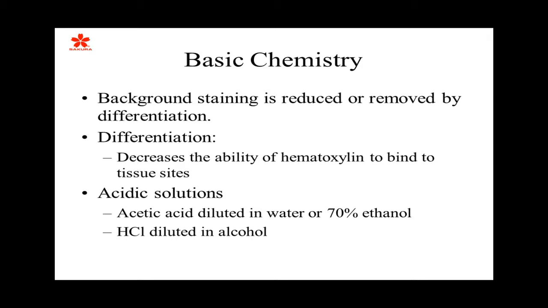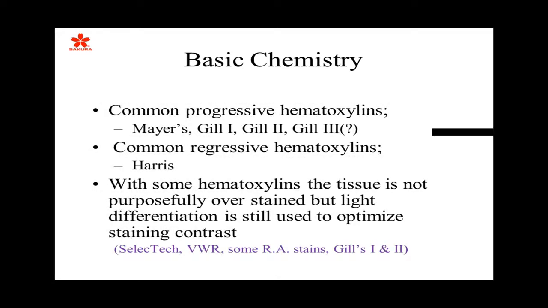So background staining is reduced with the chemistries of a differentiation. When we differentiate after we stain, even after hematoxylin, Harris's hematoxylin, we need to regress or pull that back out. Differentiation decreases the ability of the hematoxylin to bind to other tissue sites, and it actually pulls it out. What's typically used is an acetic acid solution, 70% ethanol, or an HCl dilute solution in alcohol.